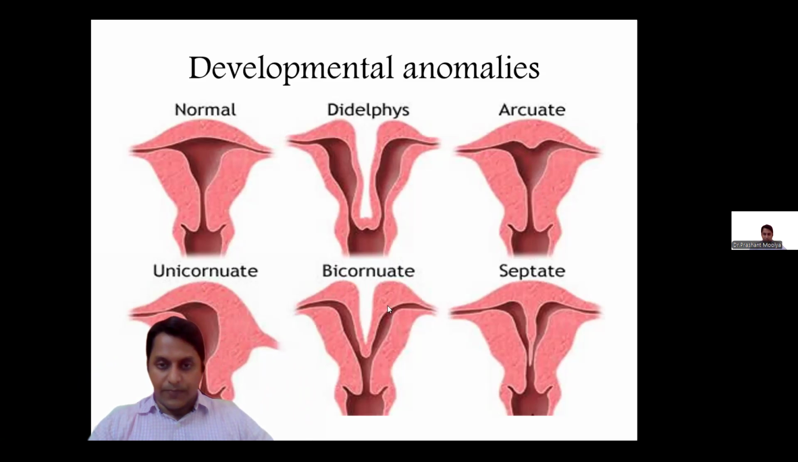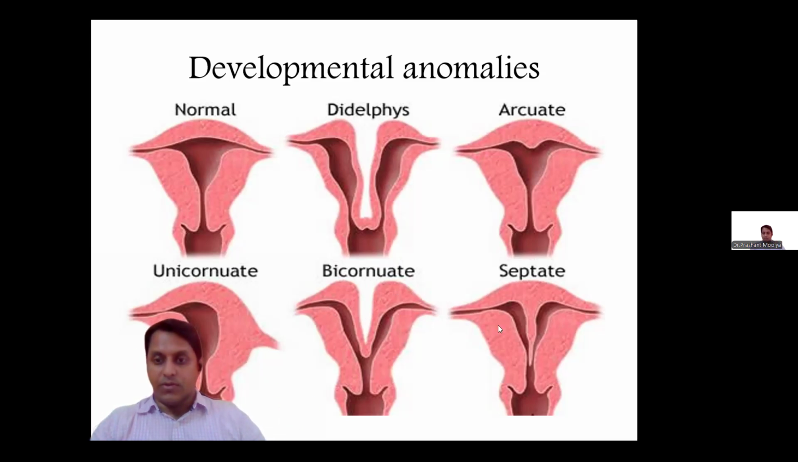Bipartite uterus is possible when the two ends come together towards the urogenital sinus. So there is a single cervix, single vagina, but two uterine canals and two fallopian tubes. It means it looks like two horns.